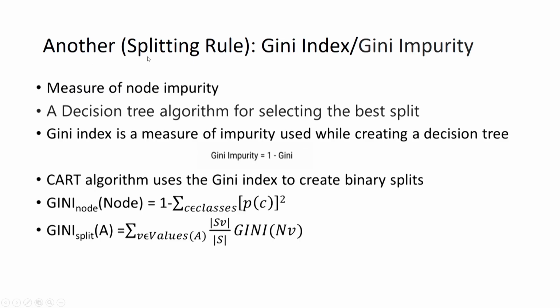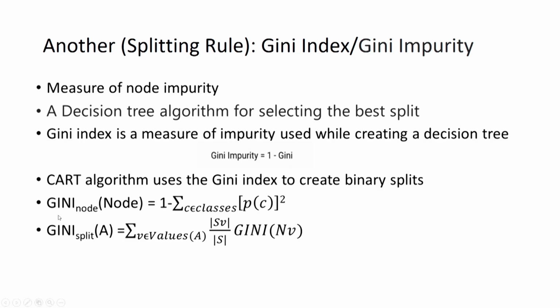Now, we will see another splitting rule, that is Gini index. It is also called Gini impurity. In the CART algorithm we use Gini index to create binary splits. In ID3 we use information gain, and in CART we use Gini index. Gini index is also a very popular attribute selection measure. The concept is similar, but we will see what the difference is and how it is used for splitting.